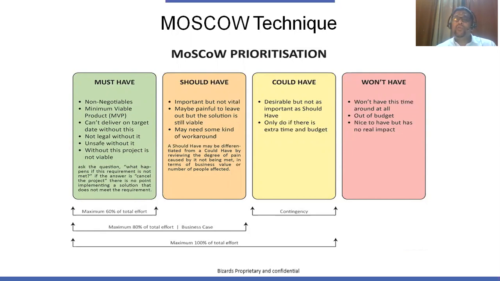And the last, won't have, is something you should try your best not to do, because that's not going to give any maximum value to the customers. So it is out of budget and it is not going to make any impact. So essentially, all the user stories you have in your product backlog, you should be able to classify based on must have, should have, could have, and won't have. That's all about the MoSCoW technique.